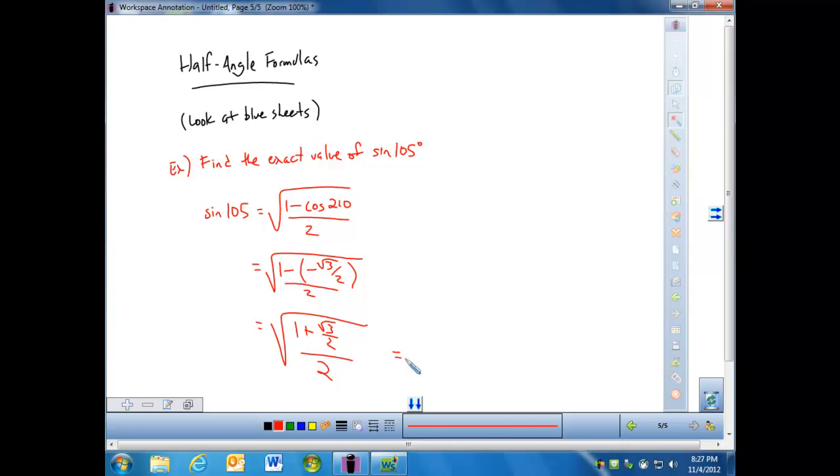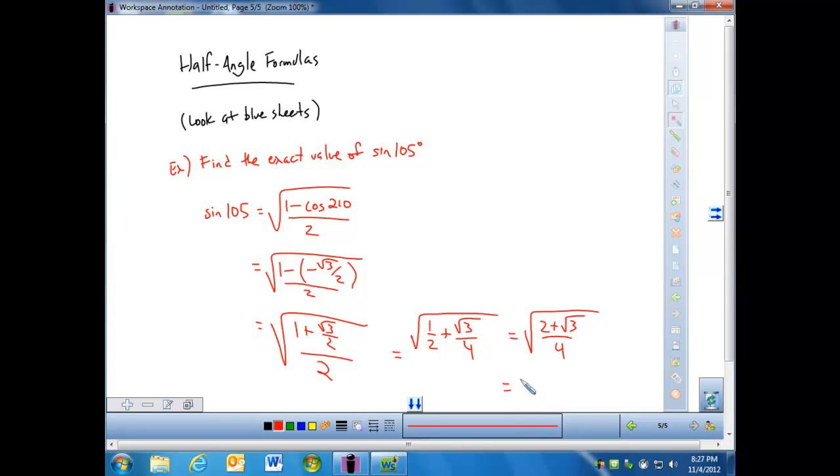Do the division problem in there, you get the square root of 1/2 plus radical 3 over 4. This is when things start looking pretty ugly right now. Find a common denominator for that one. Common denominator, that's going to be 4. Multiply the top by 2 there. So you get 2 plus radical 3 over 4. All of that under the square root.